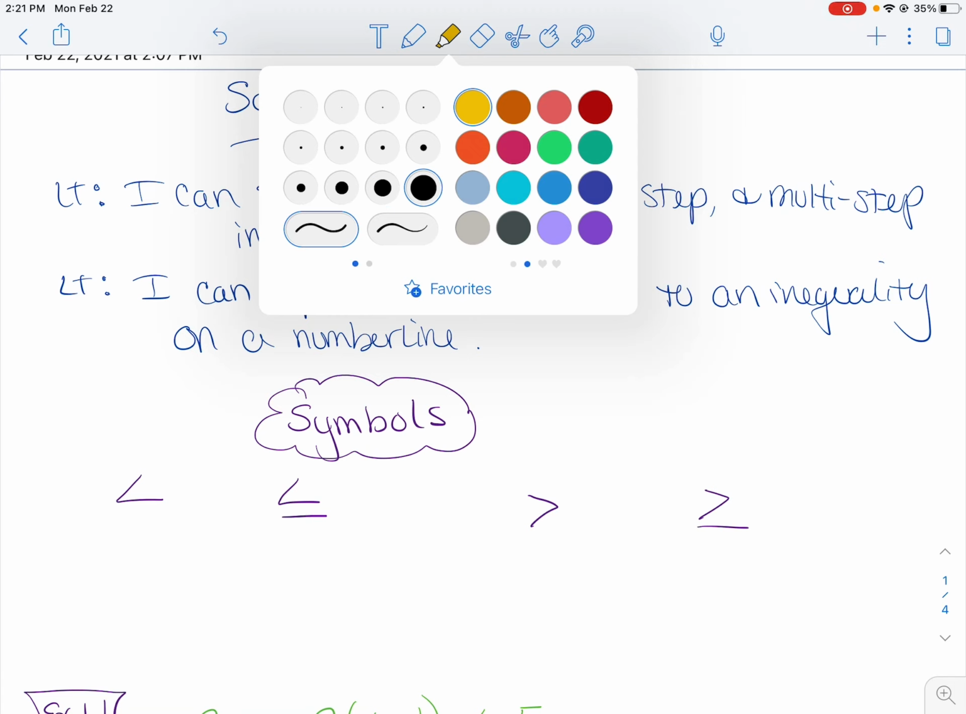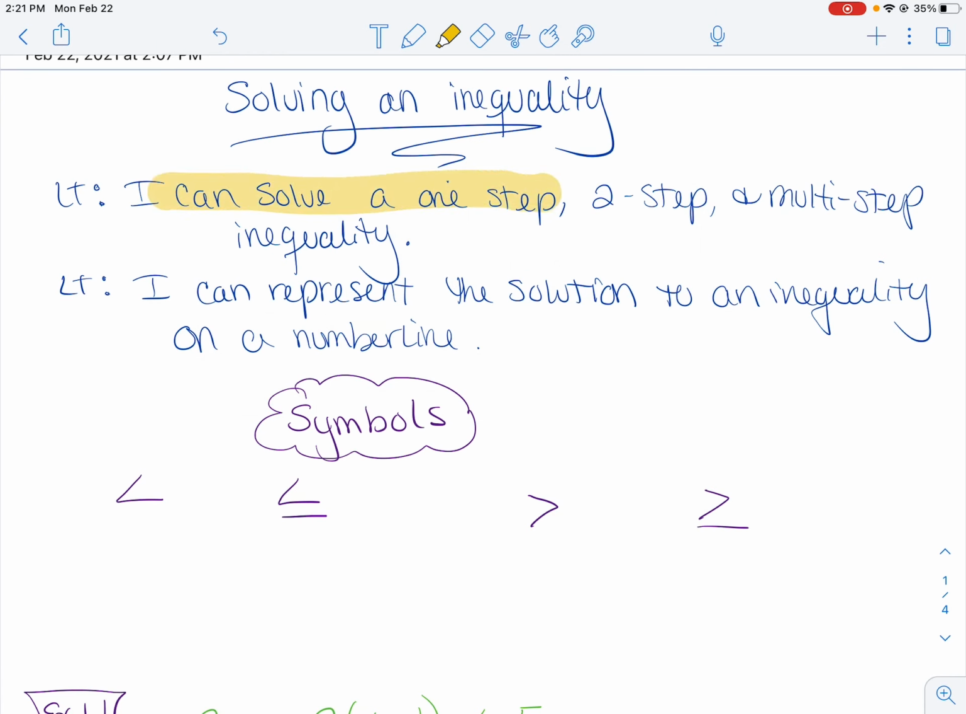We are solving a one-step, two-step, and a multi-step inequality, right? So just like we solved all of those equations, we're going to do it all with inequalities. And we can represent the solution to an inequality on a number line because we're not getting just one answer anymore, right? Now we're getting multiple answers. We have everything that's less than one number or greater than another number.